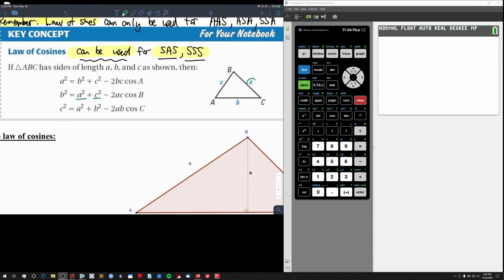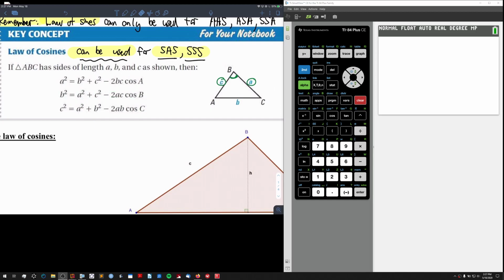If I know side A and I know side C, then I need to know the included angle. Okay, so here's A and C again. Check, check, check, check. If I know the included angle B, then I have all these values that I can plug in, and then I'll get the answer for what B squared is. Just take the square root. All right? And so on.